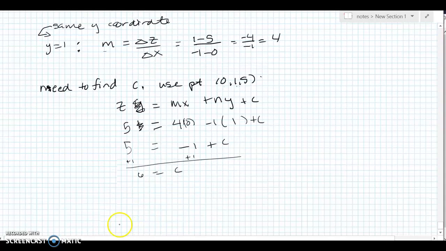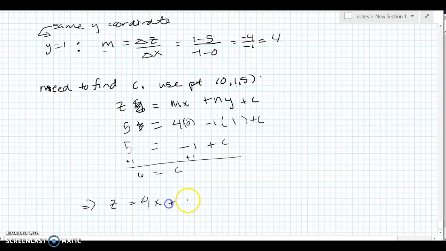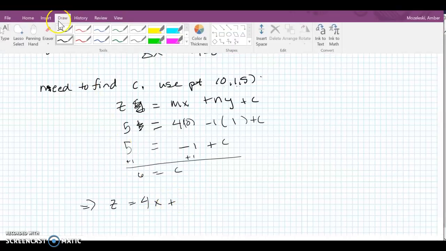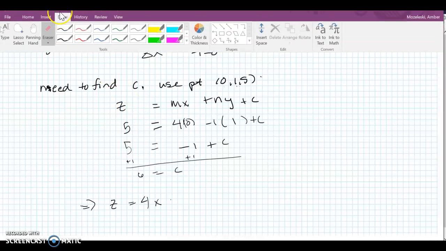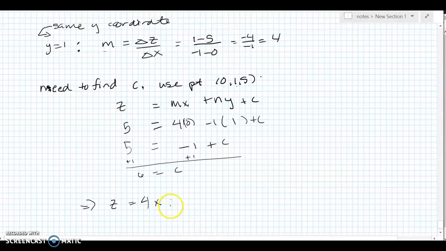So we get z equals mx plus ny plus c. Let's just go slowly. n is minus 1, y, plus c, which is plus 6.